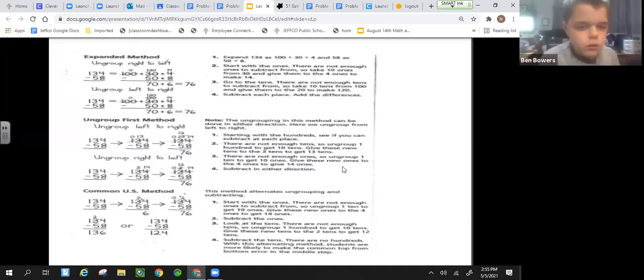There are different ways to do the problem, but they each have the same equation and same answer.